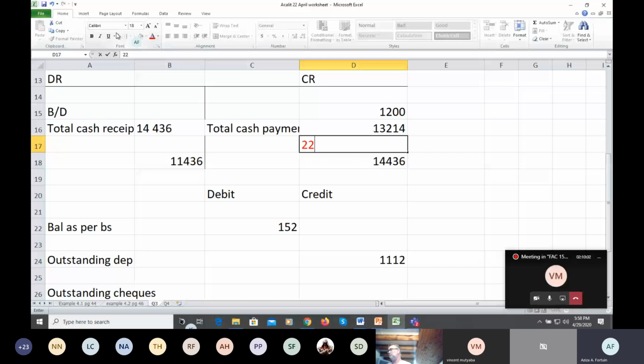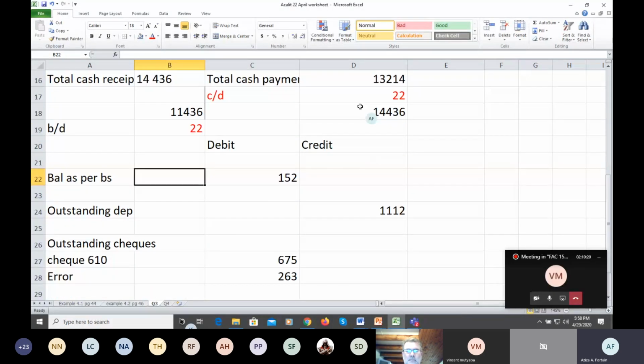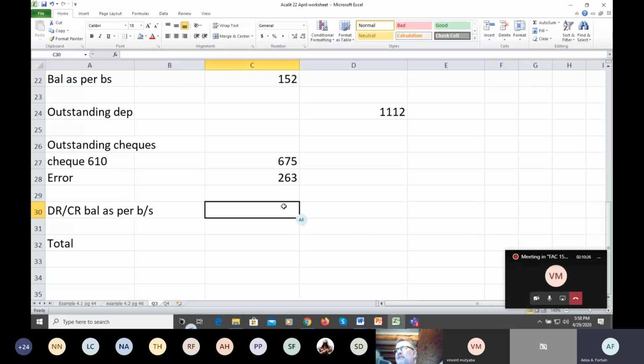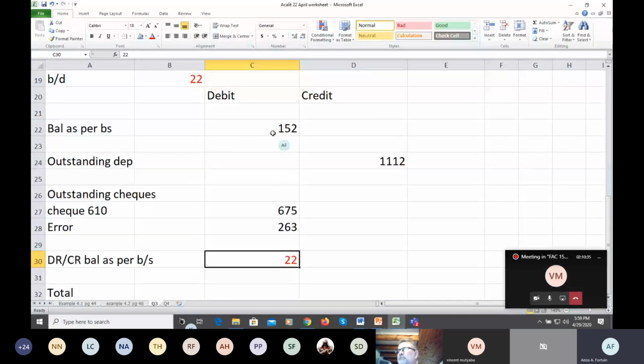Okay, so now I'm going to balance brought down, and that is 22 Rand. That same 22 Rand, it's on my debit side. Okay? Remember, I must take it there. On my debit side in my bank recon. Same amount, I'm going to transfer it on the debit side. Let's tally up my bank recon. So it's 152 Rand plus 675 plus 263 plus 22 equals 1112. And it's 1112. Okay, that's another one.